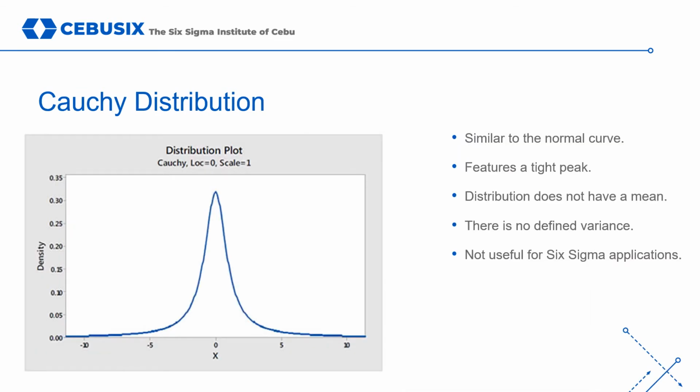In a graphical representation, the Cauchy distribution often looks like an elongated normal curve with a tighter peak. While the Cauchy distribution does share some characteristics with the normal curve, the data itself is not normal. In fact, the distribution doesn't have a defined mean or variance, which makes it not useful for many common statistical analysis tools that we use in a Six Sigma initiative.